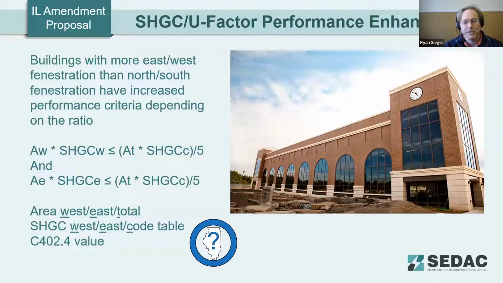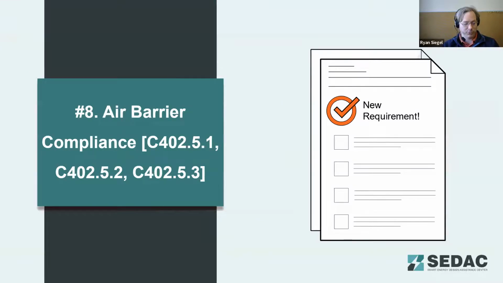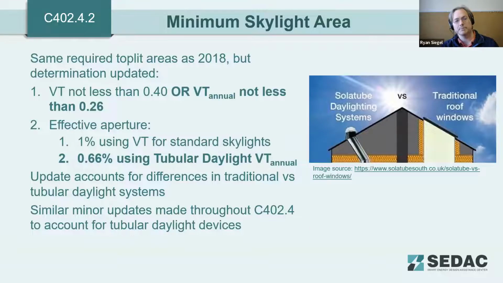So if you have twice as much glass or twice as much glazing, then you're going to need double the performance or half the solar heat gain for that. So something to be aware of. Again, this is a proposed amendment, but we are anticipating this will be accepted and adopted into the Illinois amendments for that. So something else is for minimum skylight area.